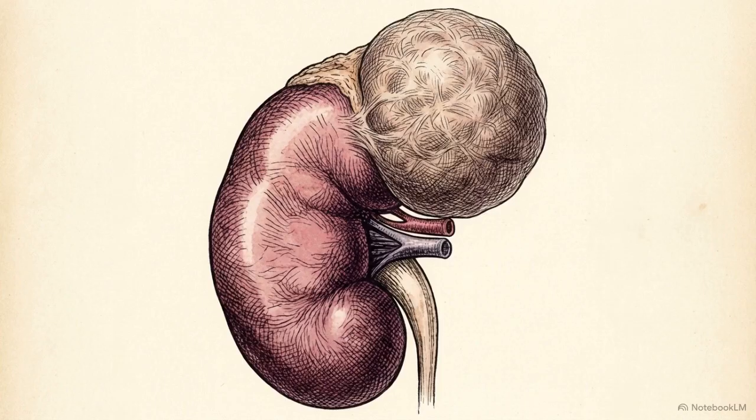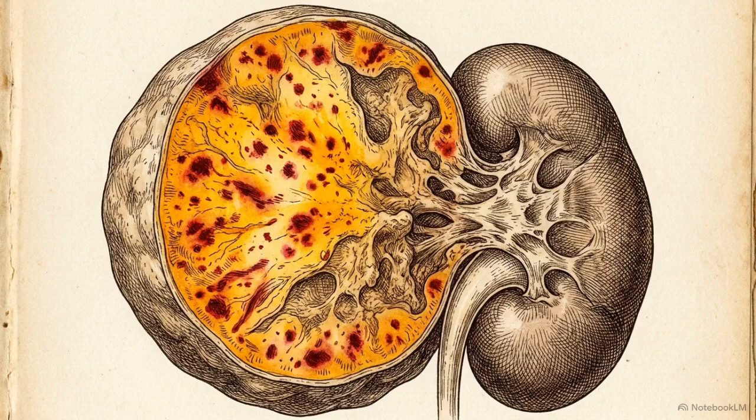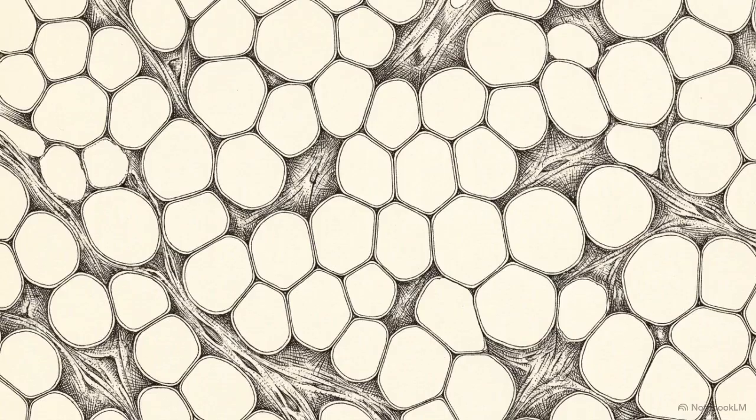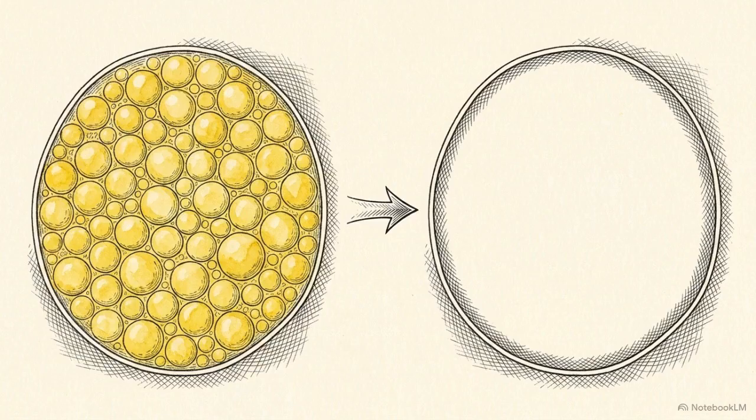Macroscopically, these tumors present as large spherical masses. Their cut surfaces are a distinct yellow or orange color, a direct result of heavy intracellular lipid accumulation. Under the microscope, the cytoplasm of these cells appears completely empty. The rich stores of lipids and glycogen dissolve entirely during standard tissue preparation, leaving behind the namesake clear morphology.